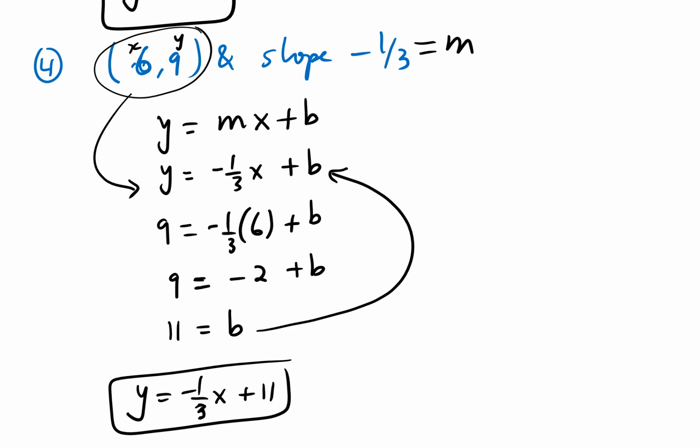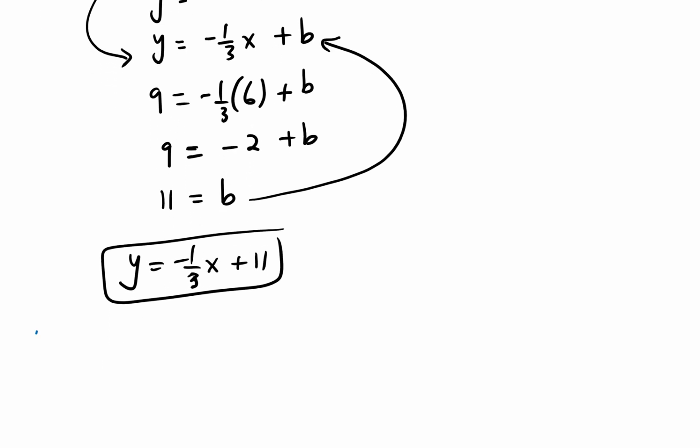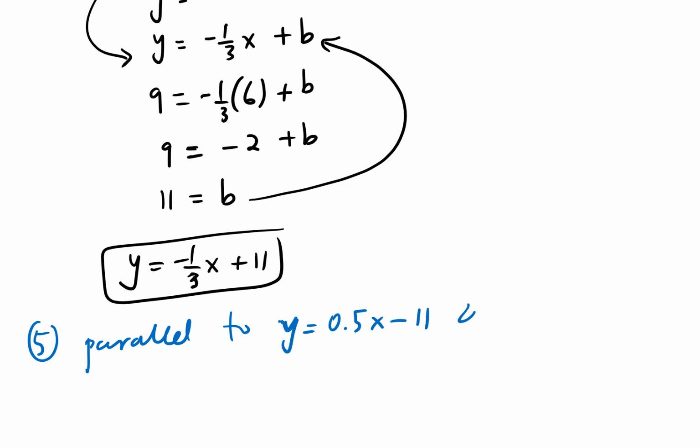They can also ask us to still find the equation of the line. Let's say part 5: parallel to y equals 0.5x minus 11, and contains the point (2, 8). So they are parallel lines.